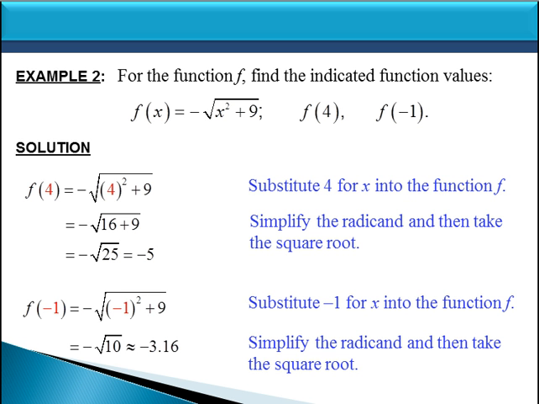So if you punched the square root of 10 in your calculator and rounded to 2 decimal places, you will get 3.16. And then of course we have that negative sign in front of the square root symbol, so that makes this approximately -3.16.